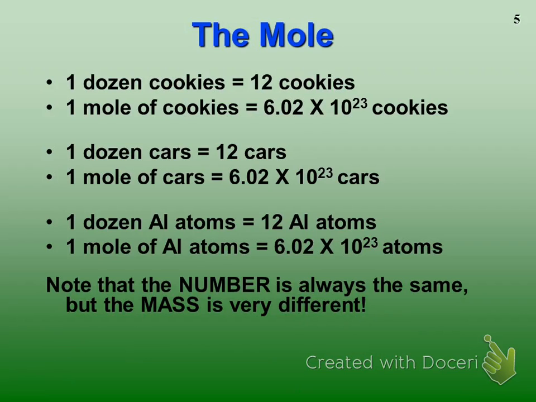Now, notice that each time it's the same number, but the key difference here is that the mass of each of these substances is very different. If we had one mole of cars, it would definitely be much larger than a mole of cookies, even though cookies sound really good right now.